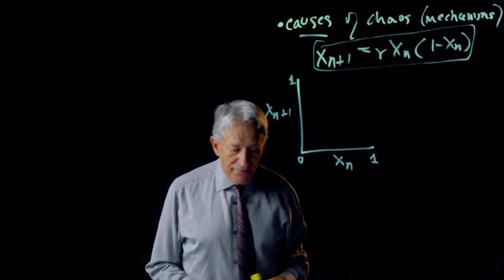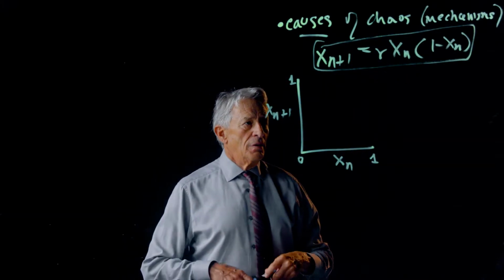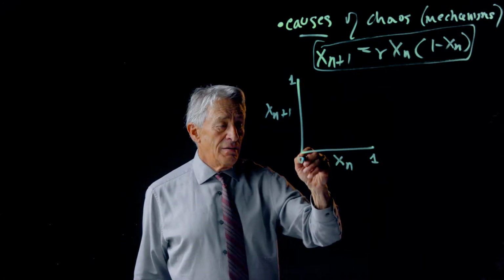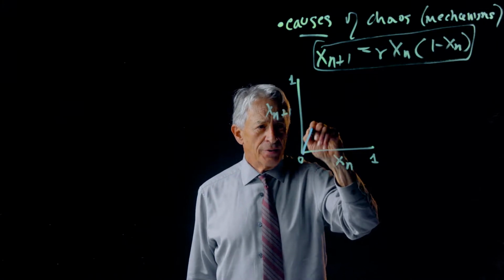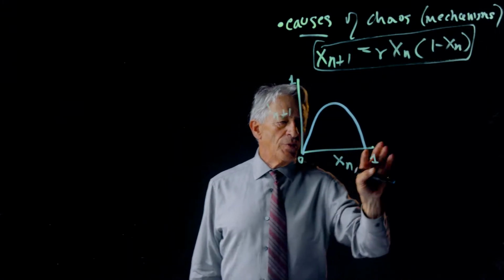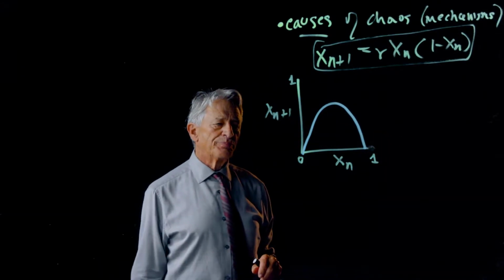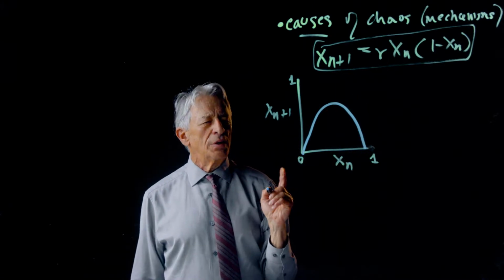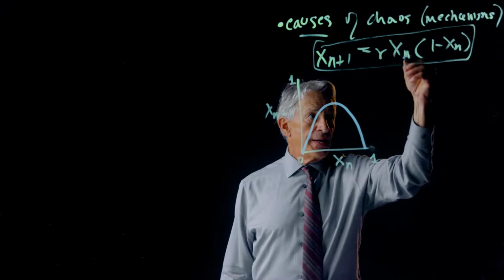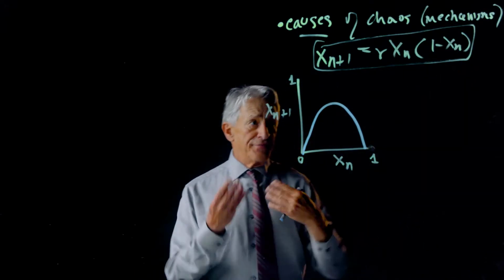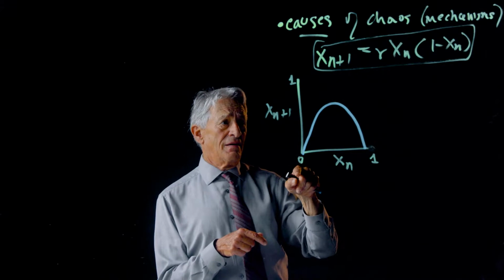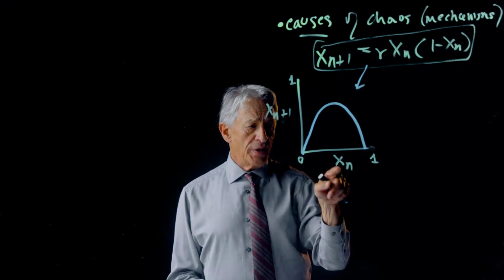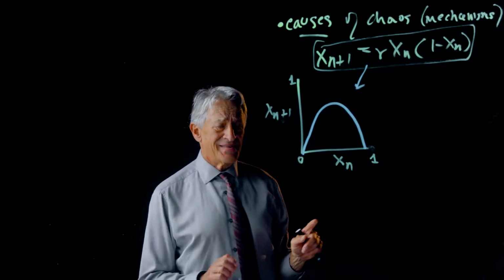So let's graph this function, and let's ask, what does that graph look like? The answer is very interesting. It looks like this, where that is 1 right there. It's an inverted parabola. It's a parabola because it has an x squared, and it's inverted because that x squared has a minus sign. So this is the graph of Xn plus 1 equals R times Xn times 1 minus Xn.